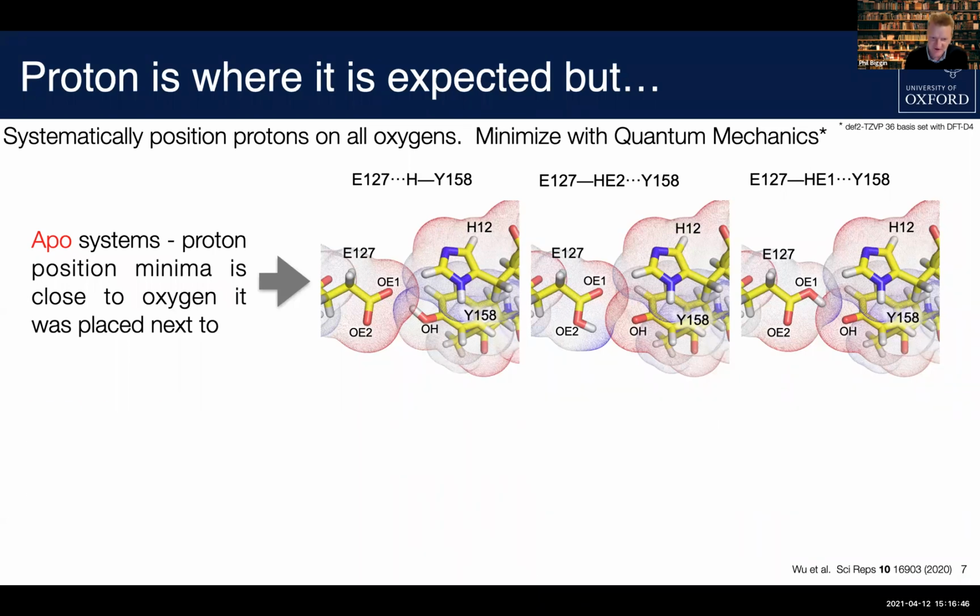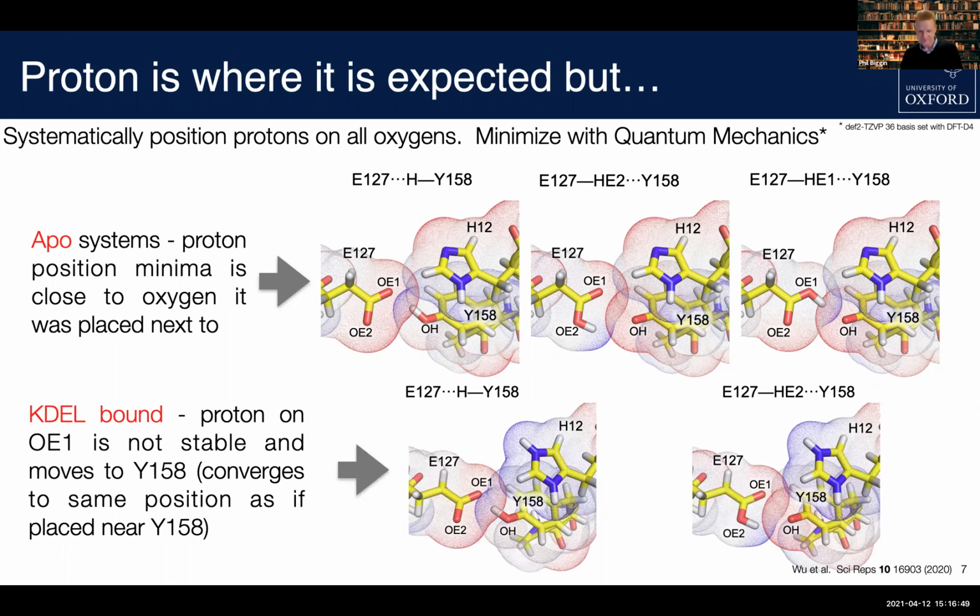The interesting thing comes when you look at the KDEL bound state, because in this case, if you try to put a hydrogen near the OE1 oxygen, it actually won't stay there. It will minimize onto the same position that's near the OH group of the tyrosine. So you can't seem to put a proton on this OE1. It will always minimize down onto the OH of the tyrosine. That's the first clue that this really is a short hydrogen bond, in terms of the geometry at least. So a hint, effectively, that it's a low barrier hydrogen bond.